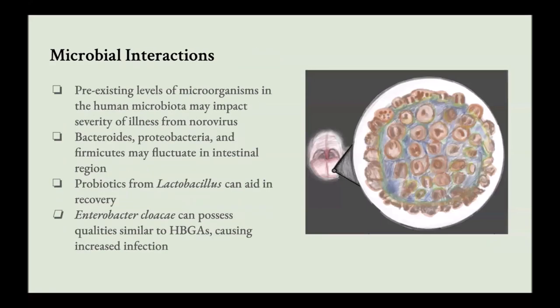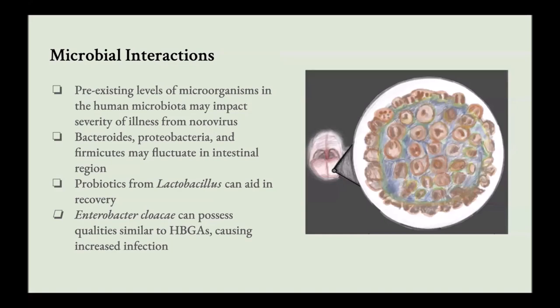While there is limited research on microbial interactions, it's been speculated that pre-existing levels of microorganisms in the human microbiota can impact the severity of symptoms caused by norovirus. Furthermore, it's been noticed that the levels of bacteroids, proteobacteria, and firmicutes can fluctuate in the intestinal region during infection. Imbalances like these may be apparent, but microorganisms like lactobacillus can aid in the recovery of norovirus symptoms. The probiotics that they produce may lead to a quicker recovery time overall.